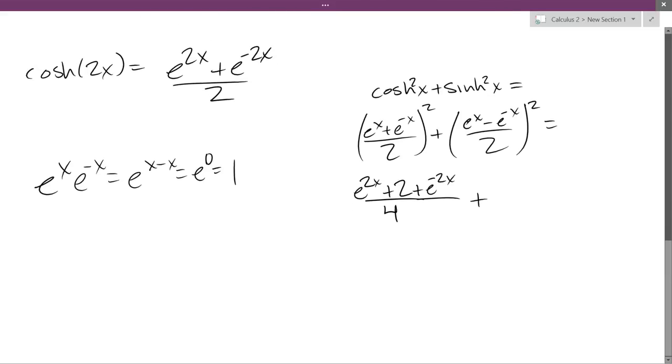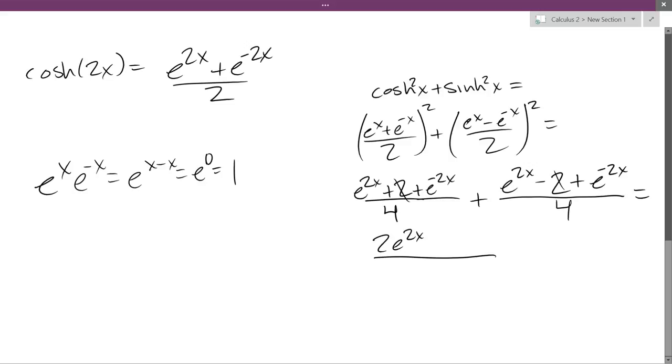Now we do the same thing, foiling the ones with negative in the middle. We're going to get e to the 2x, which is e to the x squared, we saw that, minus 2, that's the outside inside, and then plus e to the minus 2x over 4. We have 2/4 minus 2/4, so our 2s are going to cancel each other out. And we have e to the 2x over 4 plus e to the 2x over 4, so we have 2e to the 2x over 4, plus e to the negative 2x plus e to the negative 2x, 2e to the negative 2x.